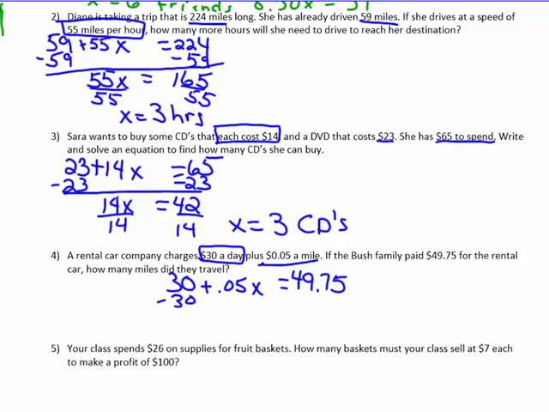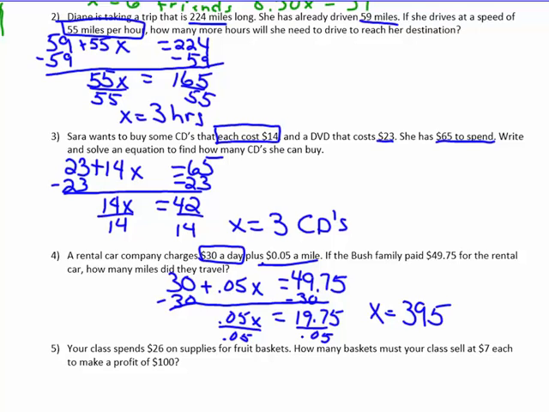So subtract 30 from both sides. We're going to get 0.05x equals 19.75. We have to divide by 0.05. And again, I'm going to put my answer over here. And again, I'm doing this on my calculator. That's okay, but we still have to show all of our work. So that means that they drove 395 miles because they're only getting charged 5 cents for each one.